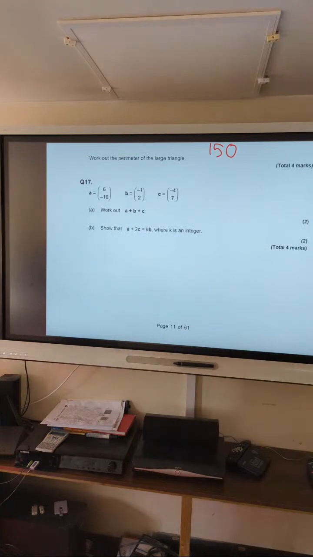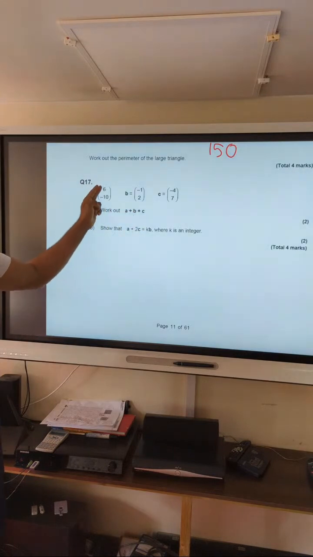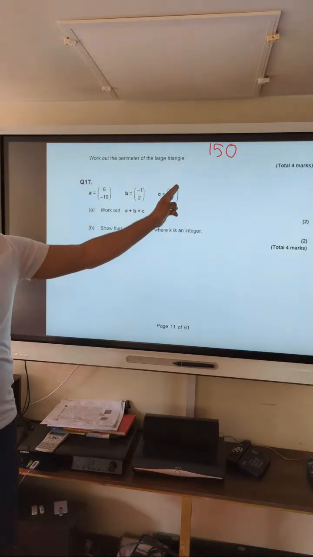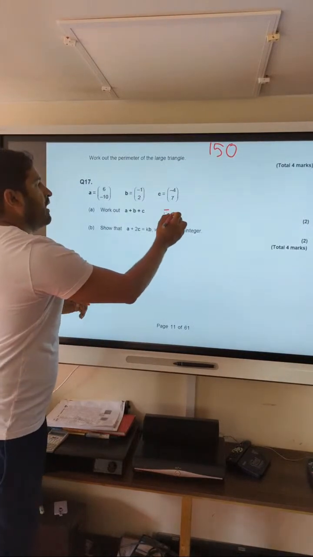Question 17. Vectors. All of those are vectors. So if you're saying work out A add B add C, this is changing x, changing x, changing x, so you can add them together in a way. Okay, so we're now adding them up.